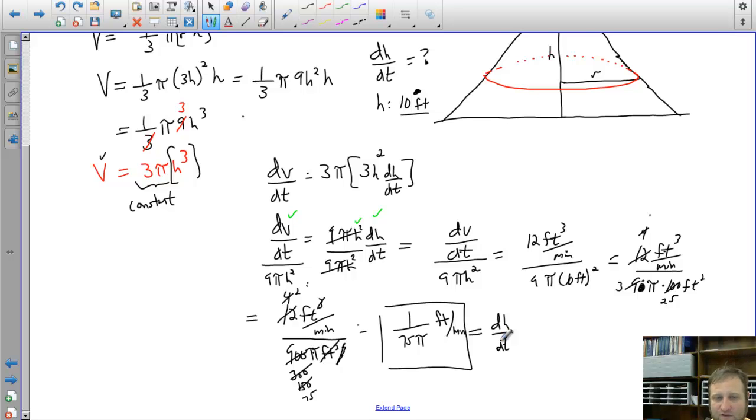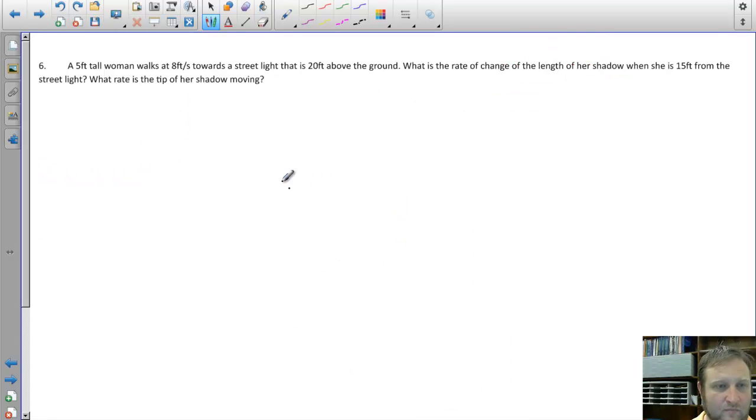Okay, so hopefully we are working through these and understanding how to do them. This will bring us on to our last question. A 5-foot tall woman walks at 8 feet per second towards a street light that is 20 feet above the ground. And yes, I realize if she's walking at 8 feet per second, she's flying. However, she's just a sprinter.